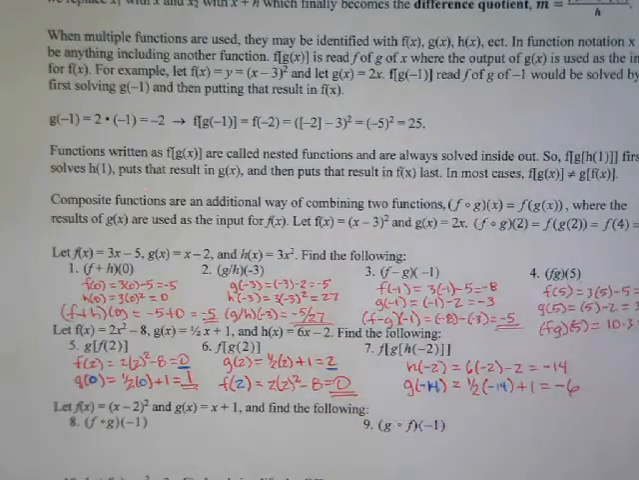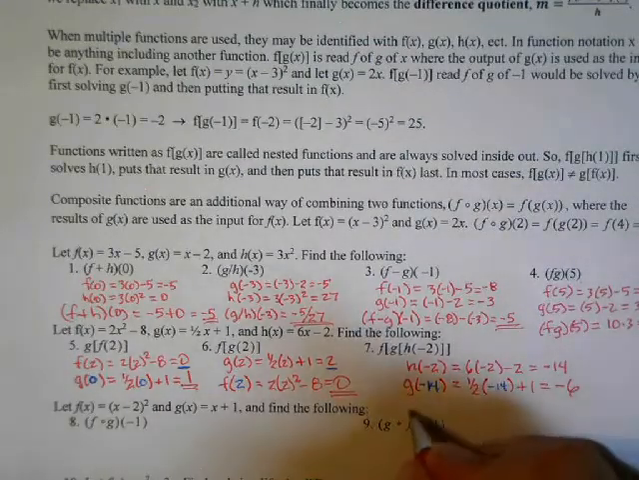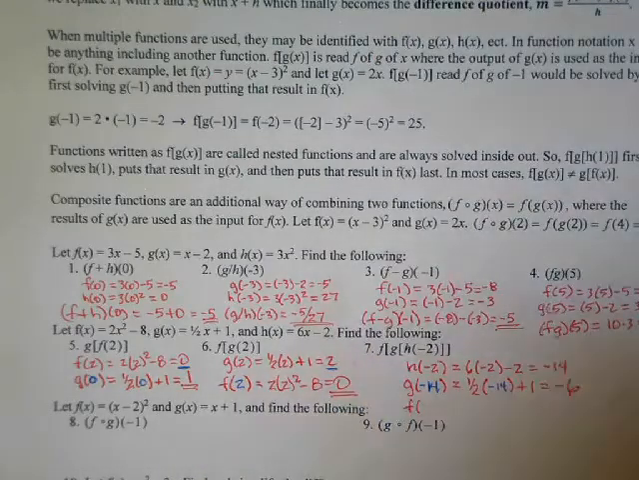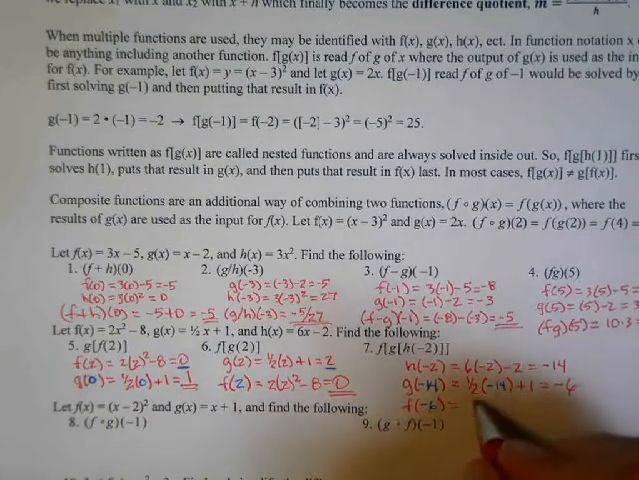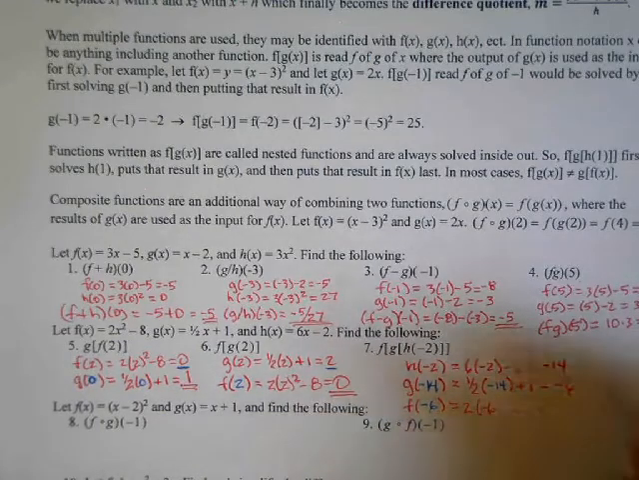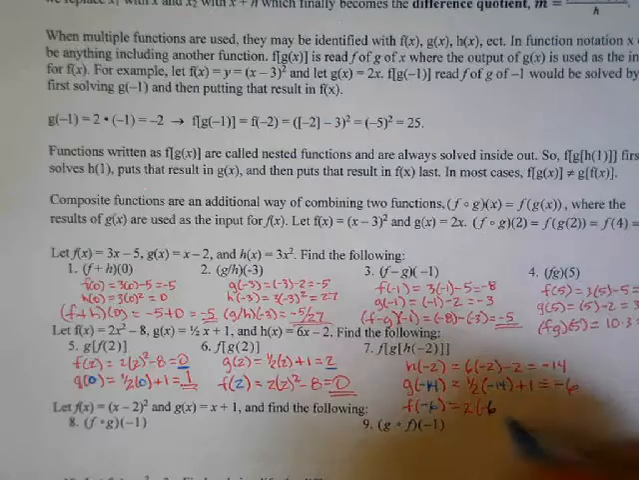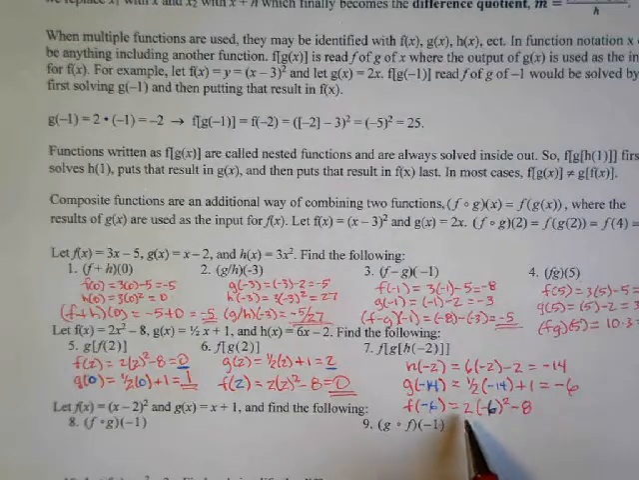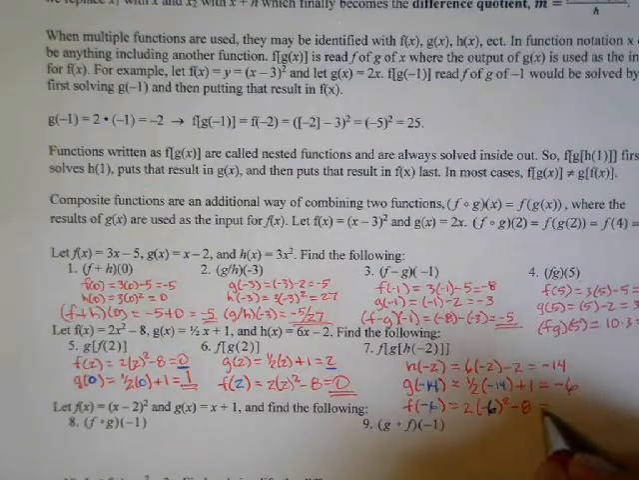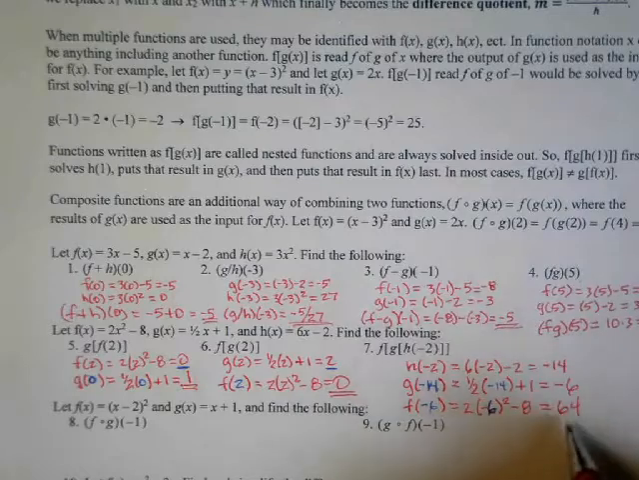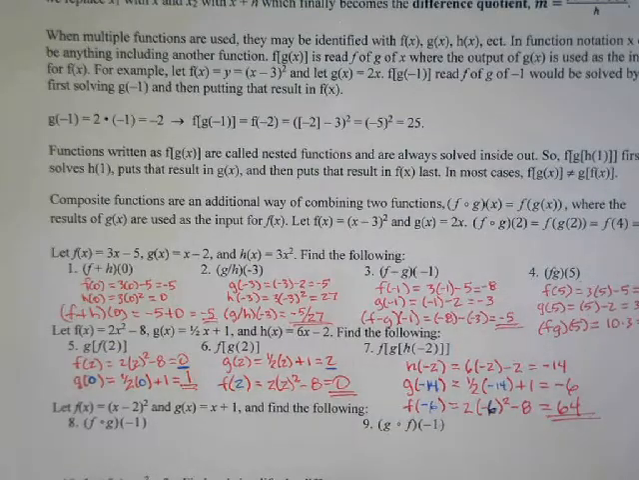And then the f last. So now I put in the negative 6. So I'm going to have 2 times negative 6 squared, subtract 8. So 36 times 2, 72. 72 subtract 8 is 64. And there is my answer for that one. The output of one becomes the input of the other.